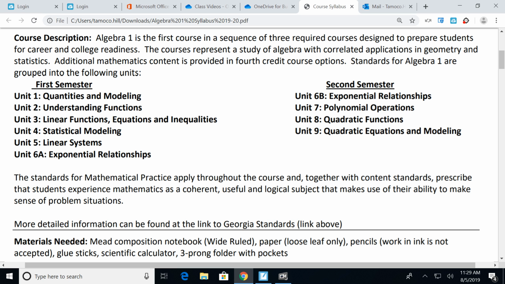So you are aware of what we're doing and when we're doing it. When we finish Unit 1, we're going straight into Unit 2. So it's following the textbook, so it's not a surprise. If there's something you want to look ahead at, you are more than welcome to, because you have the access to it. What's on the right is what we'll cover second semester if you make it there.